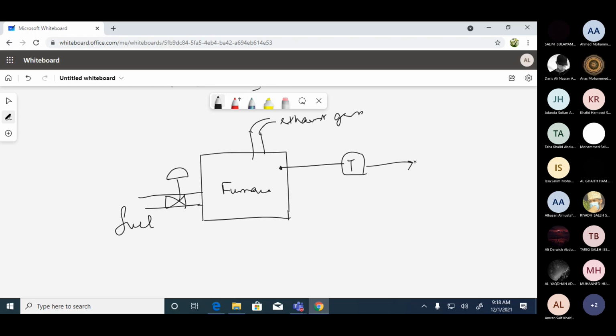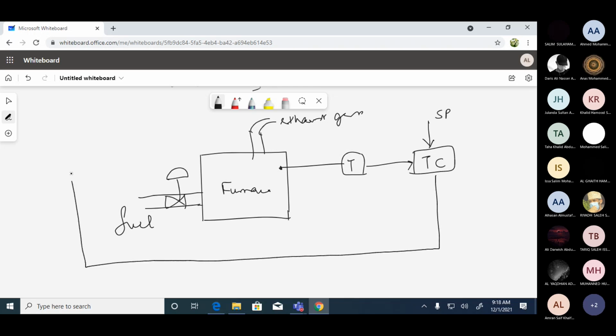The output from this temperature measurement is given to the temperature controller. The temperature controller is also given the set point. And according to the decision, this temperature controller will manipulate the fuel line. So this is a very simple example I'm showing you. Here you have the process variable, here you have the set point, here you have the controlled output.